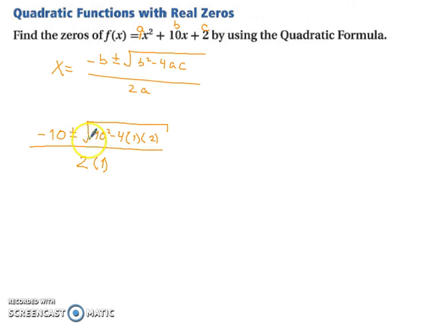Now let's simplify. Simplify what's underneath the square root first. So we have 10 squared, which is 100, and then negative 4 times 1 times 2 is negative 8. So we have negative 10 plus or minus the square root of 100 minus 8, which is 92. And 2 times 1 is 2.